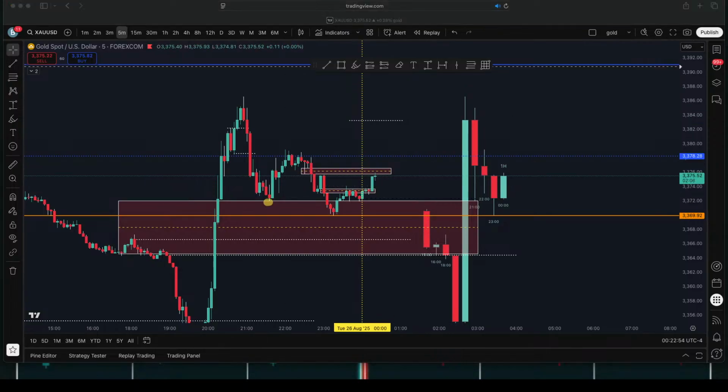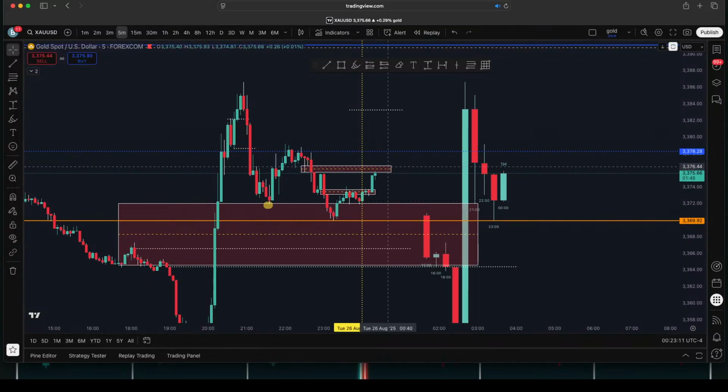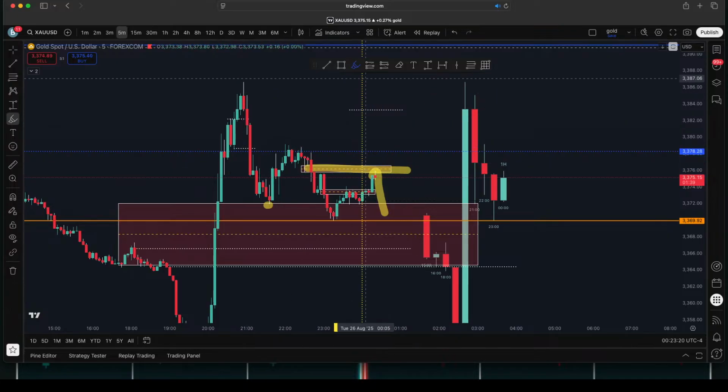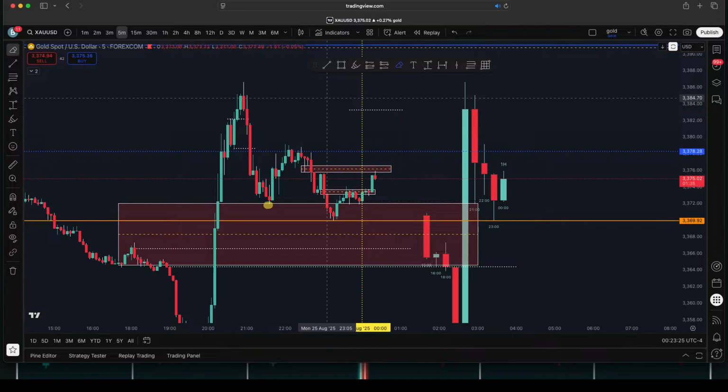So yeah, that's kind of what I'm thinking right now. Let's see. So right here is going to be a decision level. So I think in these areas, like I say, this is the decision level. It's either going to hit here and get rejected, or it's going to hit here and blow through it. And this is the level that's important.